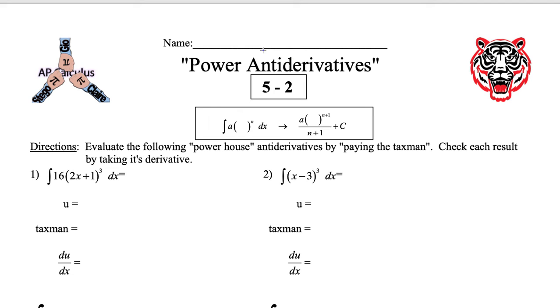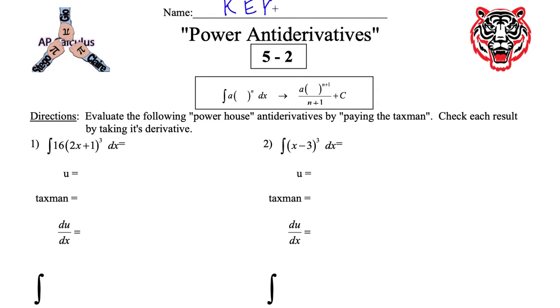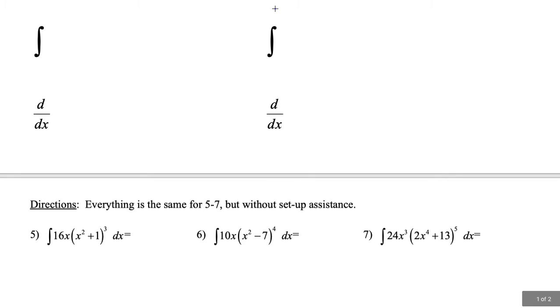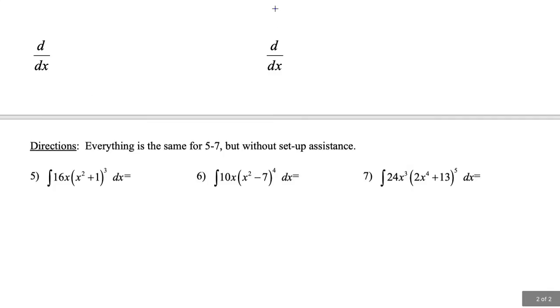All right, this is AP Calculus AB. We are on worksheet 5-2. This is going to be the key, the solution. So, first of all, we're just kind of setting up, practicing using Taxman, and then once we get to the backside, the backside is just kind of no setup. You have to remember how to do all of the setup on your own.